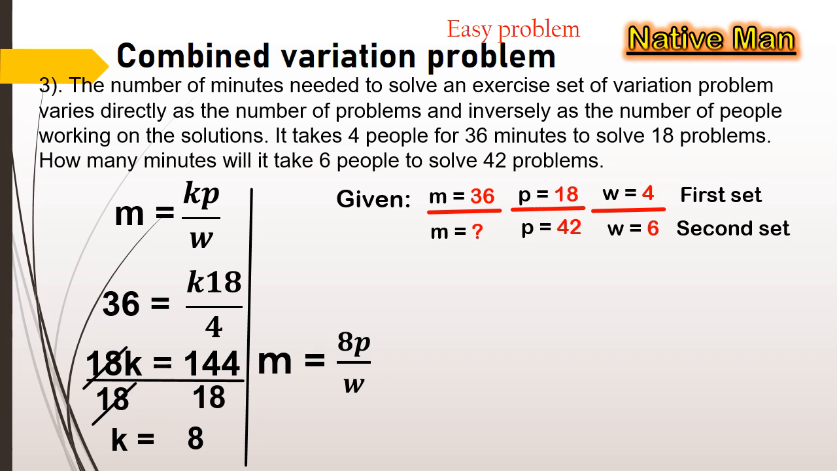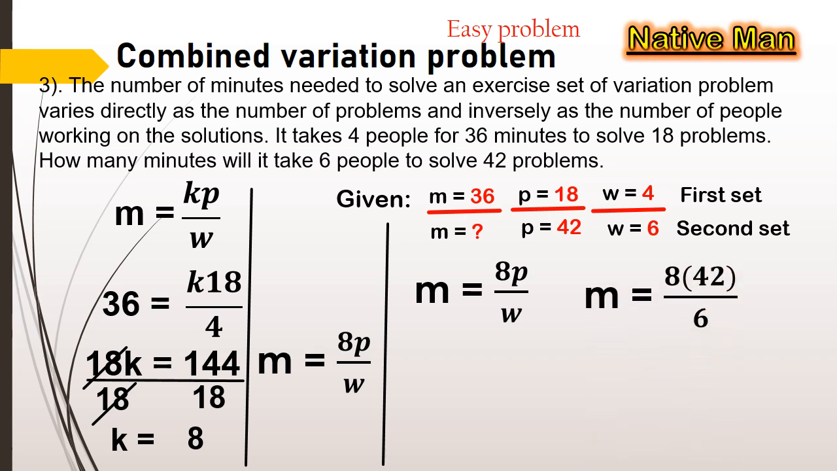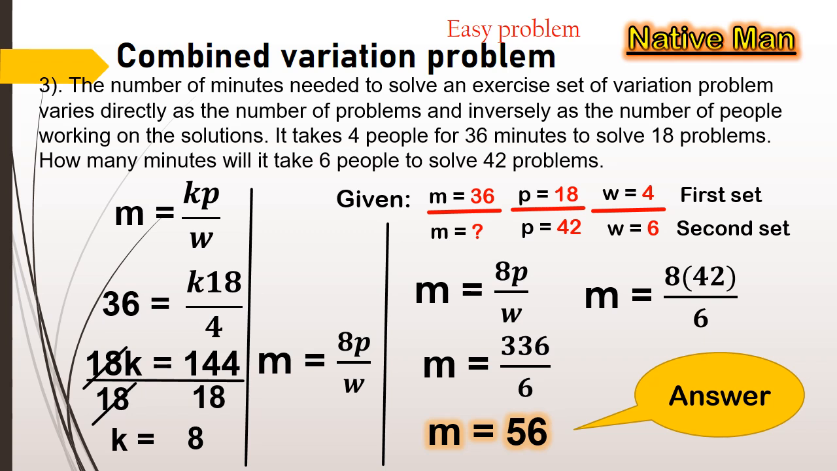Okay, solve na natin yung M or minutes sa second set na unknown. Using the equation of variation, M is equal to 8P over W. So, our M is unknown. Then, P is 42 and W is 6. So, M is equal to 8 times 42 over 6. So, i-multiply mo natin yung 8 times 42. 8 times 42 is 336 over 6. So, 336 divided by 6 is equal to 56. And that is your final answer.